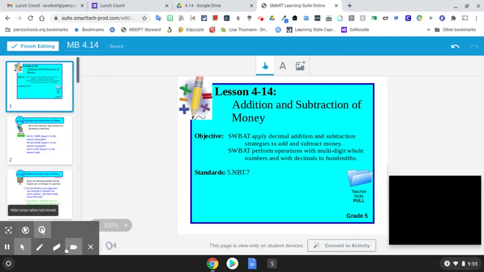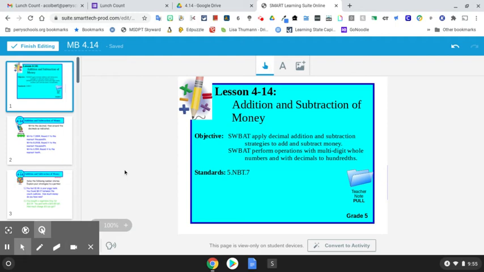Hey guys, we are ready for lesson 14 of unit 4. It's our last lesson of this unit. It's about adding and subtracting money. So we're going to be working with decimal addition and subtraction strategies to add and subtract the money. And we're also going to be able to perform operations with multi-digit whole numbers and with decimals to the hundredths.